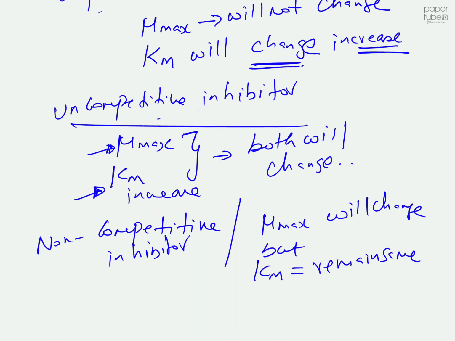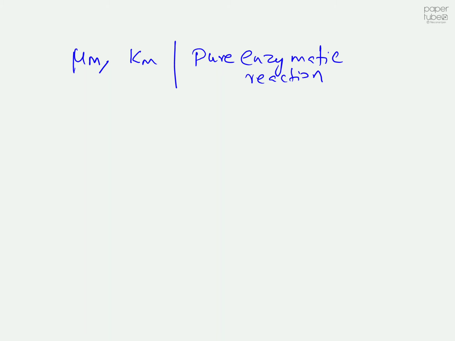Okay, so these are the effects of the three different type of inhibitors. So we have competitive, uncompetitive, and non-competitive inhibitor. So next we need to learn how to get these kinetic parameters like say mu m and Km for pure enzymatic reaction. So for this we need to use the Michaelis-Menten kinetics.